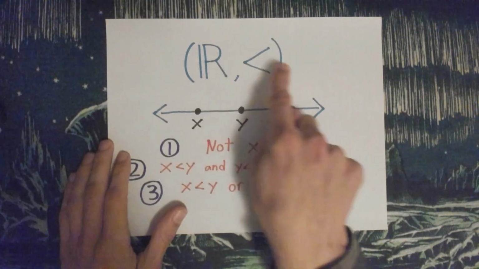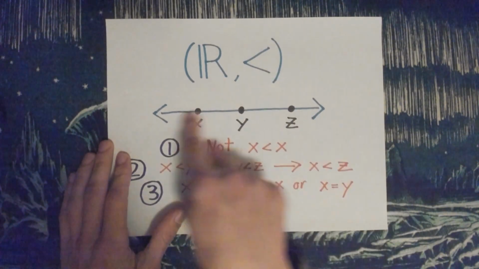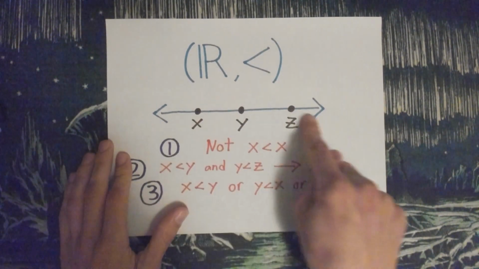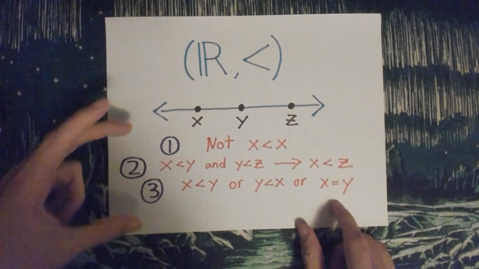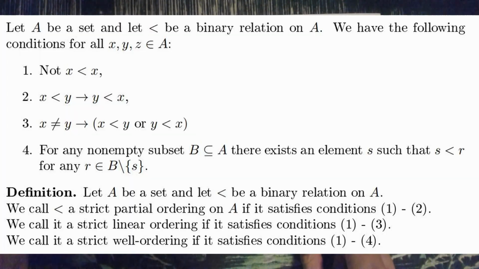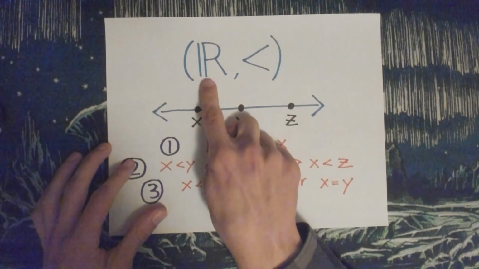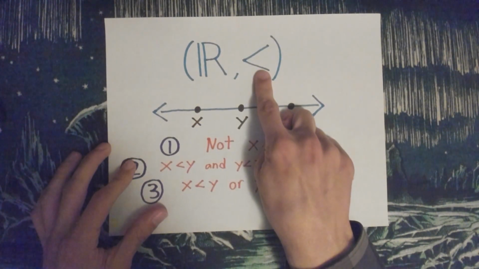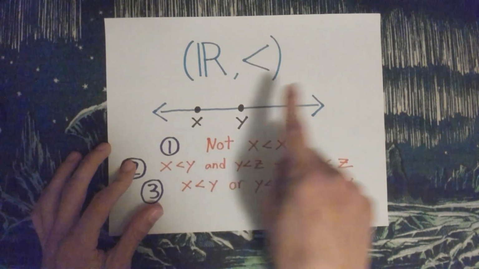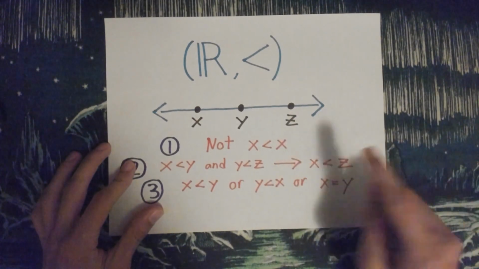Well, here I have an example of something called a strict linear ordering, which takes us almost all the way to a strict well ordering. It's got 3 axioms here. There's just one more axiom you need to have a strict well ordering. So a good example of a strict linear ordering is the real numbers with the standard less than relationship. So here I've got x, y, and z just for instance.